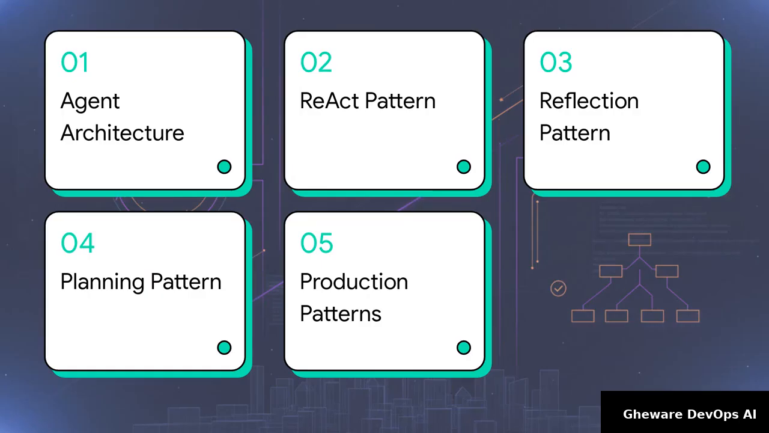So here's our game plan. First, we'll nail down the core problem with agent architecture. Then we'll get into the good stuff, the three big patterns: React, reflection, and planning. And to wrap it all up, we'll look at how these are used in the real world and the trade-offs you absolutely need to know about.